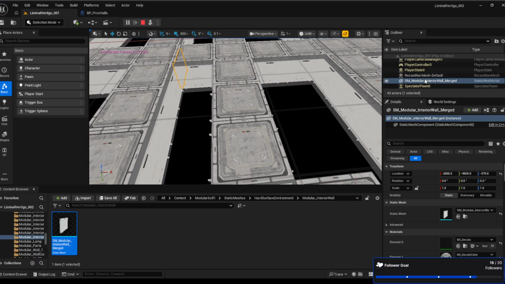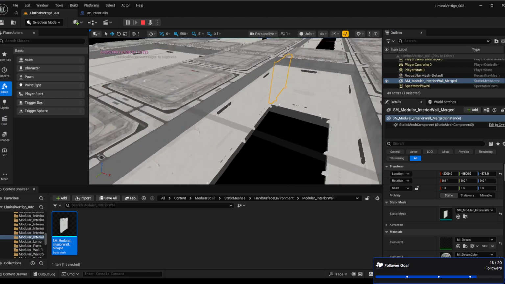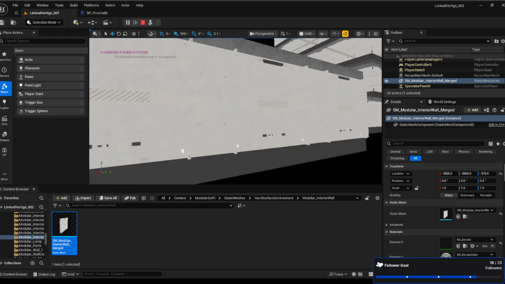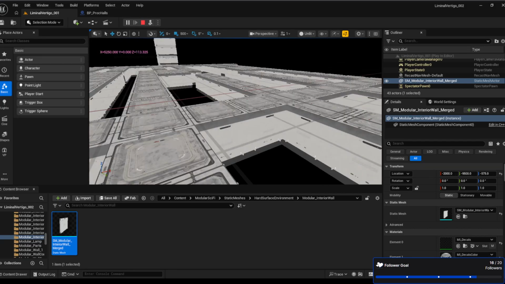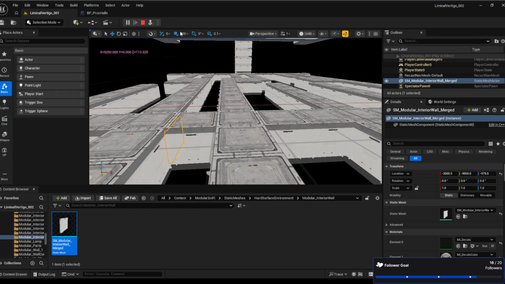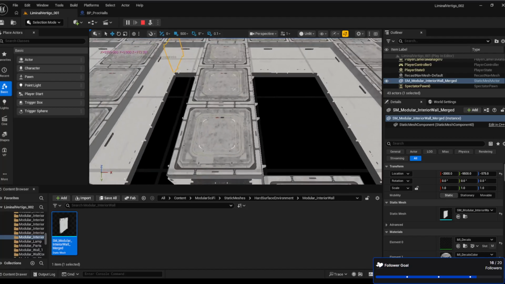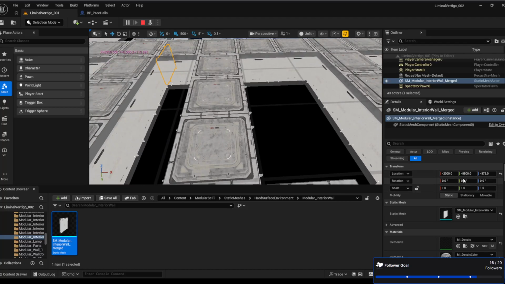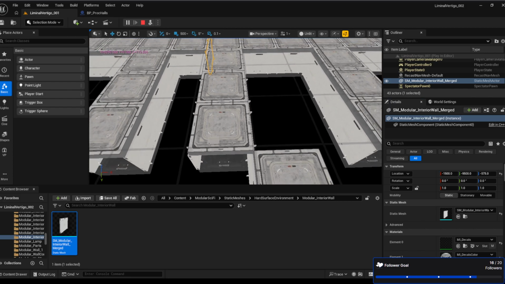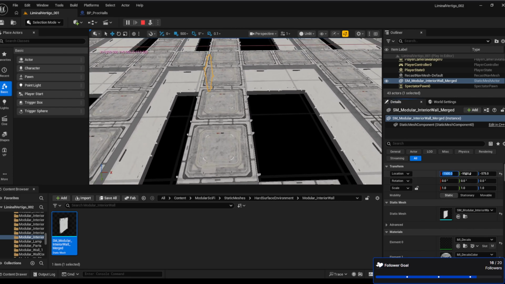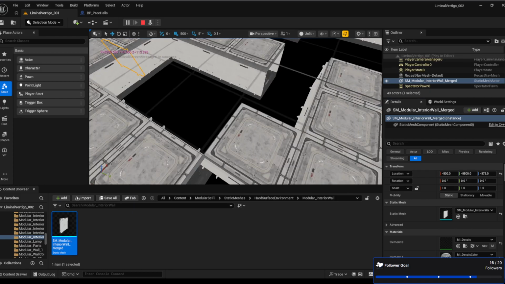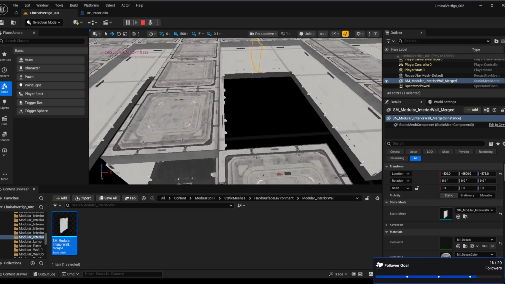I select it. For some reason, I cannot move it. I know I'm in the middle of playtesting, but let me see. Okay. So that means negative 1,000 needs to shift over to negative 500, and negative 1,000 needs to shift over to 500. Correct. So that we can have this.